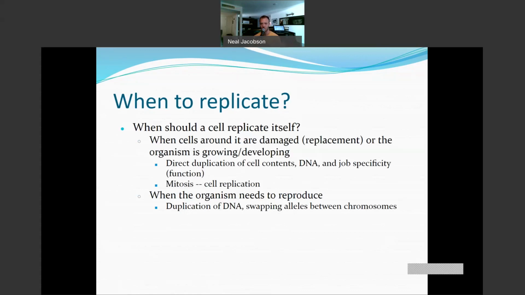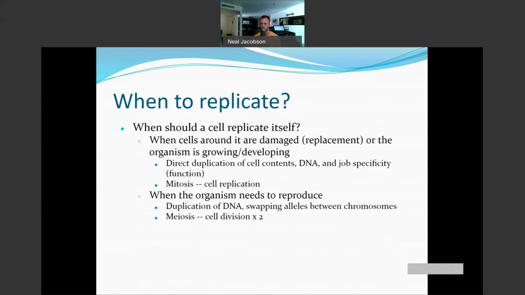Okay. So anyways, swapping of alleles between chromosomes, and then it goes through meiosis. And meiosis is cell division that results in haploid sperm and egg. And so let's talk about meiosis, right? Meiosis is only for sexual reproduction.